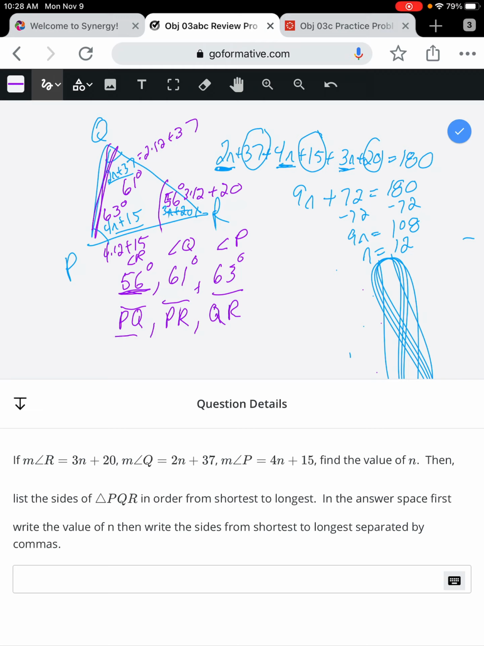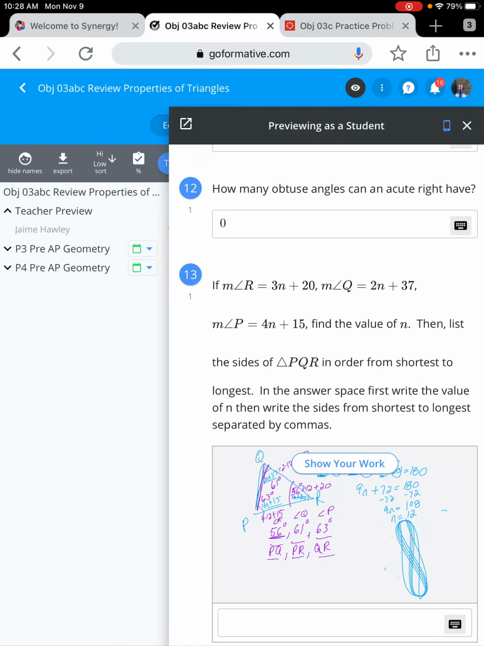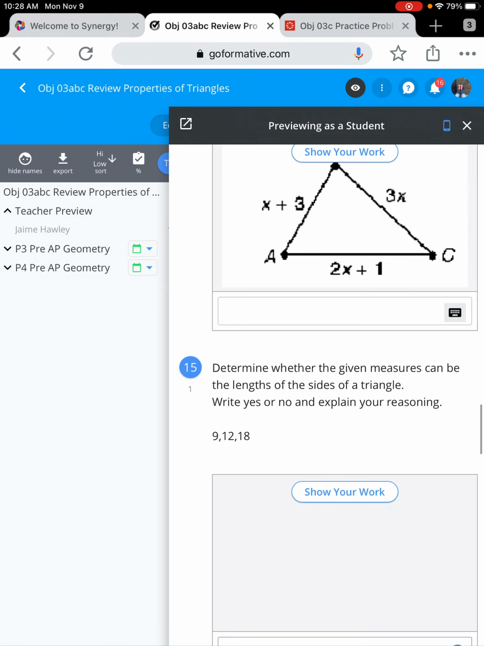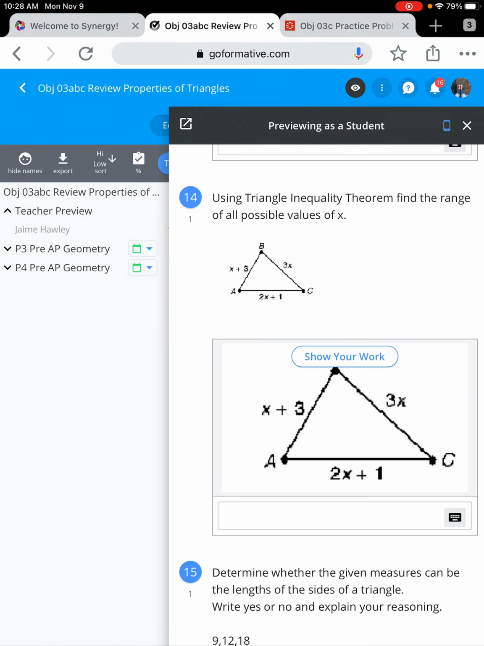So PQ, then PR, then QR. And that's from shortest to longest. All right, number 14. Okay, this is a fun one.